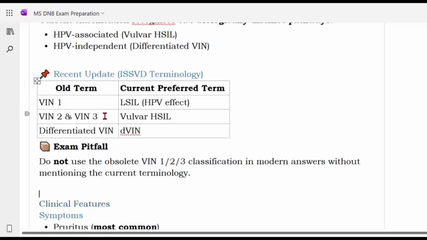The older terminology was VIN1, VIN2, VIN3, but nowadays we use LSIL and HSIL terminology. Similar to CIN, VIN1 will correspond to the LSIL, that is the HPV effect. And VIN 2 and 3 we now call vulvar HSIL, high grade squamous intraepithelial lesion. And when you have a differentiated VIN, we label this as dVIN. So do not use these VIN 1, 2, 3 terminologies now, because these are older terminologies. Now they are replaced by LSIL and HSIL, and similar to CIN, only VIN 1 or the mild dysplasia will correspond to the LSIL, while VIN 2 and 3 will correspond to the HSIL.